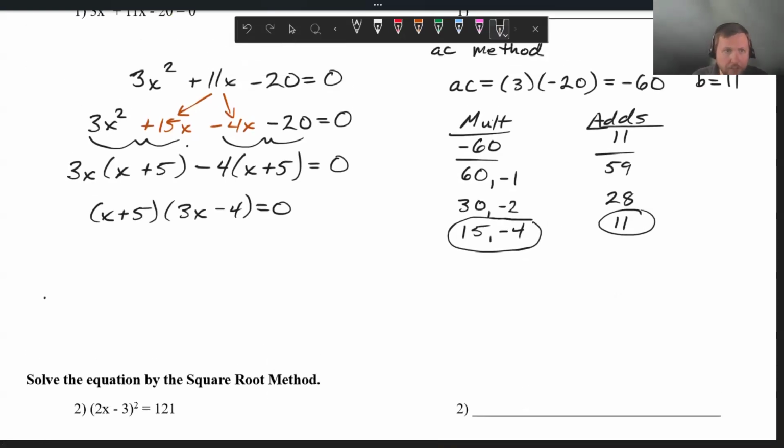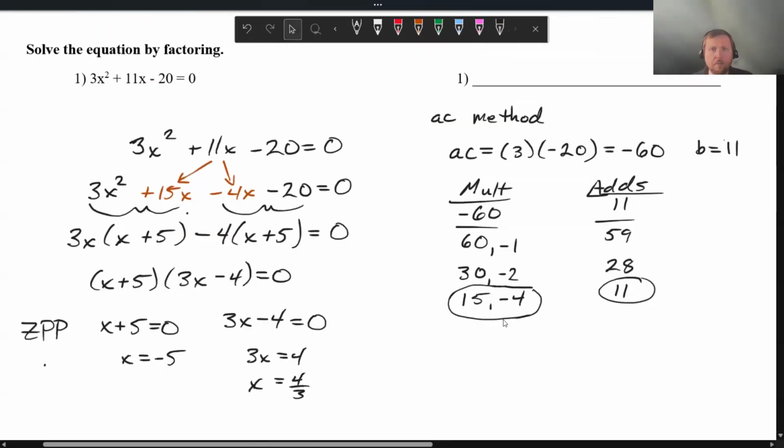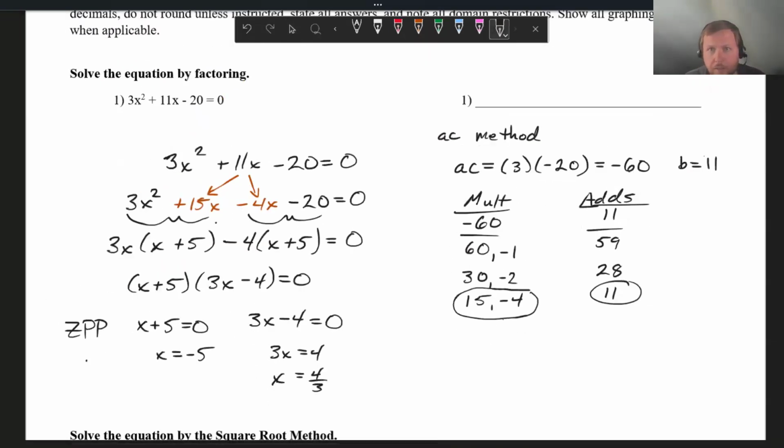Next, I'm going to use the zero product property. So I'm going to set each one of those factors equal to 0 since they're multiplying to give me 0. So I get x is equal to negative 5, and then 3x is equal to 4, and x is equal to 4/3. Okay. So my answers are -5 and 4/3.